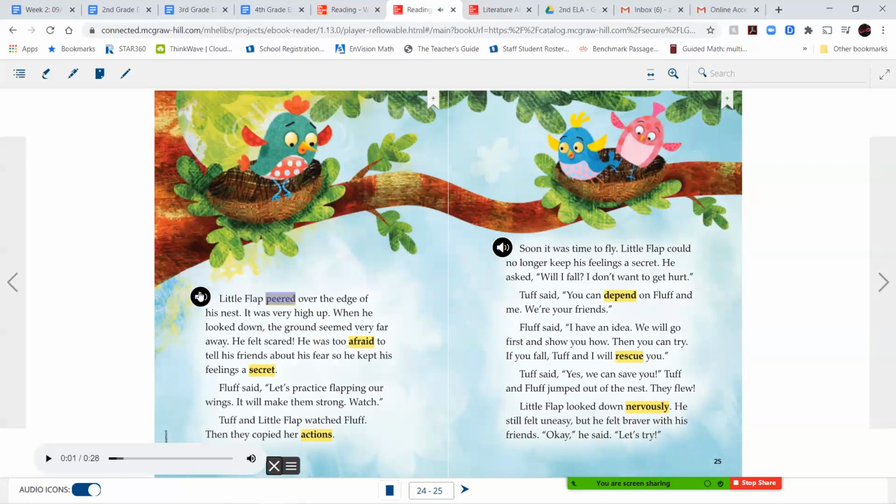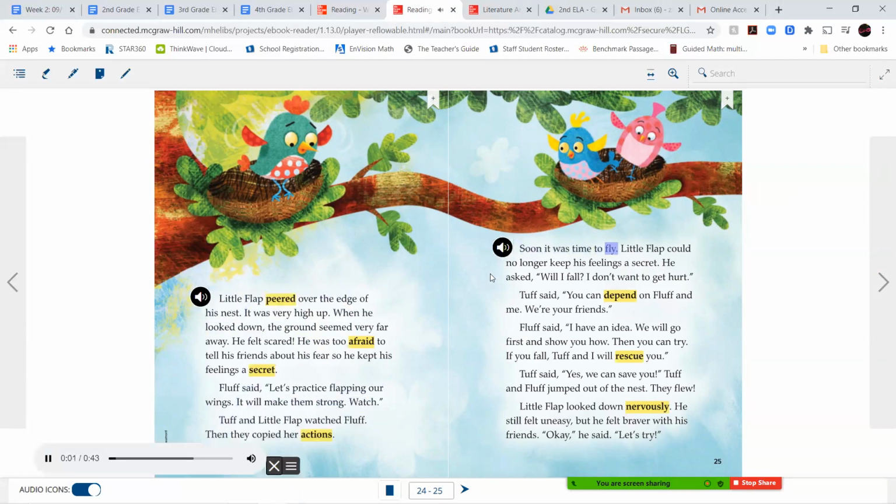Little Flap peered over the edge of his nest. It was very high up. When he looked down, the ground seemed very far away. He felt scared. He was too afraid to tell his friends about his fear, so he kept his feelings a secret. Fluff said, "Let's practice flapping our wings. It will make them strong. Watch." Tuff and Little Flap watched Fluff. Then they copied her actions.